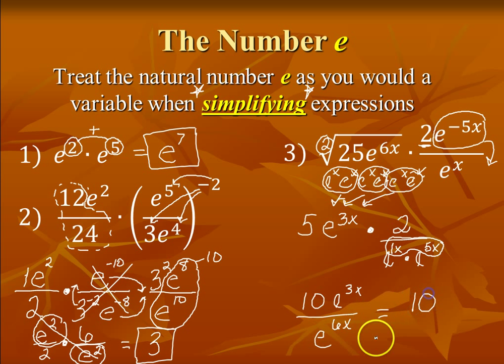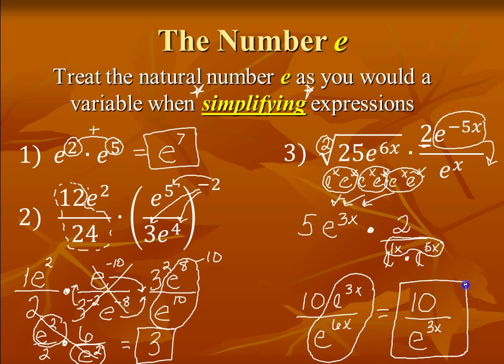Well, 10 is just 10. There's nothing I can do with it. I still got e's that I can take care of. I've got 3 e's on top, 6 e's on bottom. So 3 minus 6, this is division. So I have 3 e's left on the bottom. So 10 divided by e to the 3x.